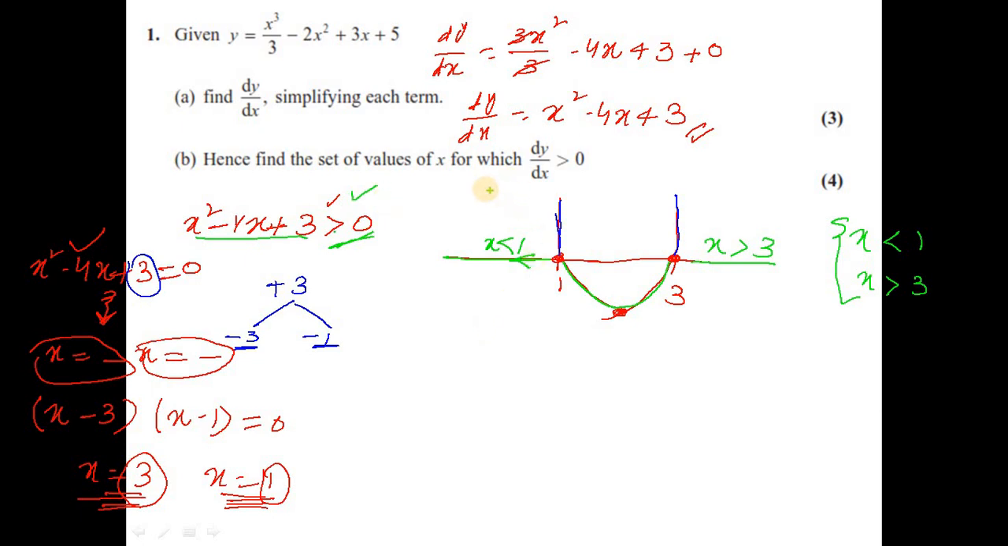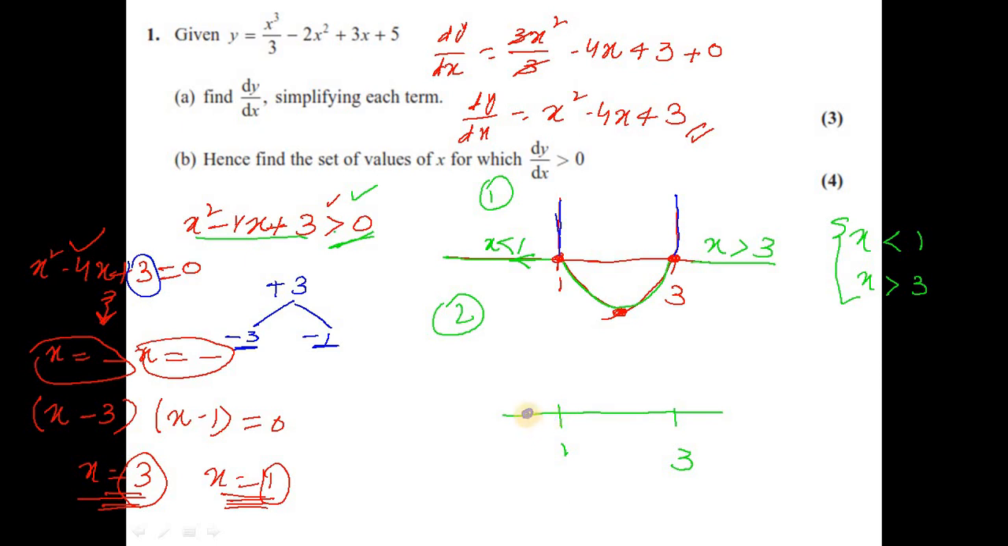So this is the first method. The second method is you can draw a number line and mark these two values, x equal to 1 and then x equal to 3, and after this we choose 3 test points.